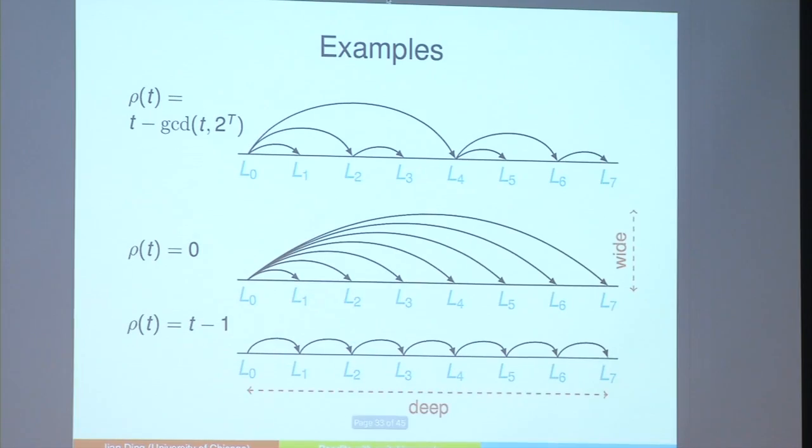OK, in this picture, these are the pictures for the examples. Rho t equal to 0 is a simple picture. All the parents are just L0. When rho t equal to t minus 1, all the parents are the previous guy. And this is another example, which is the example we used. It may not look so nice when you see the formulation t minus gcd of t and 2 to the t. It may be a bit hard to process this formulation, but this is just a binary tree, essentially.